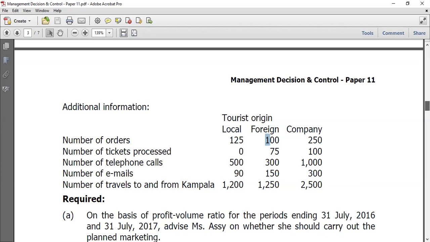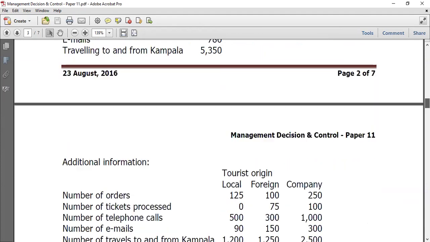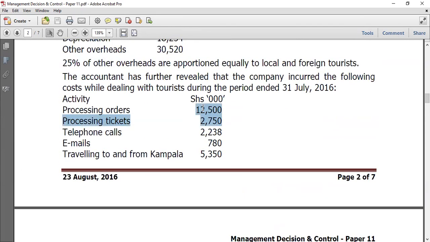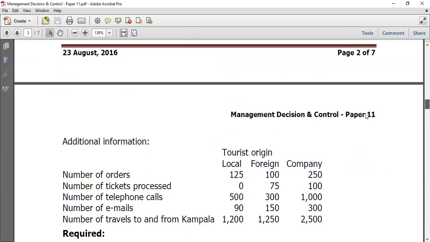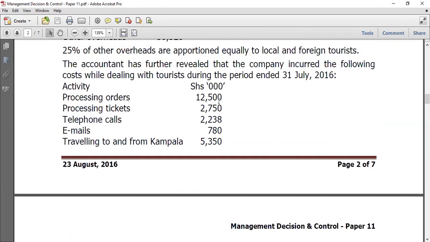So if I want to allocate, even before I allocate these ones, okay? If I want to allocate the processing of orders, since this is processing orders, with a total of 500, I'll be able to come here, okay? Remember what we said when we're using the ABC, okay? We already have the cost pool. It's worth 12,500. Okay, so if I want to allocate a portion for local, I'll basically do 125 divided by the total cost driver, which is 250, okay? 125 times what I have here, the 12,500.